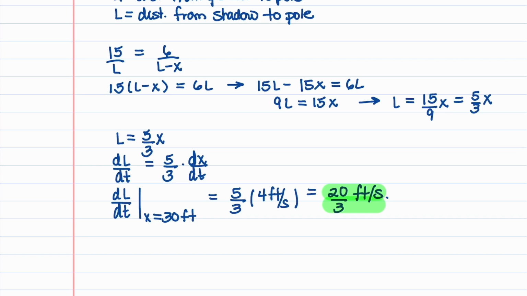Before we finish, I just want to point out one thing which I think is kind of unique to this problem. Notice that we did not use x is equal to 30 feet. What that means is the rate of change of the tip of the person's shadow doesn't depend on how far the person is from the pole. That rate stays the same no matter where the person is located.